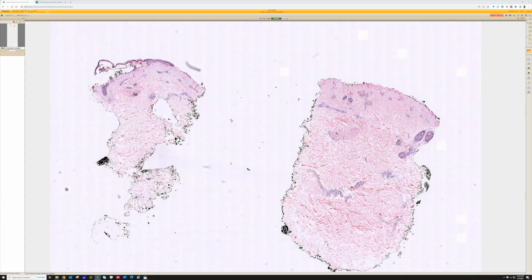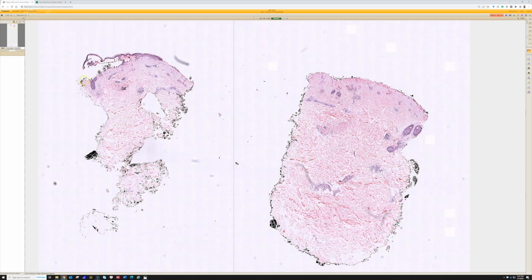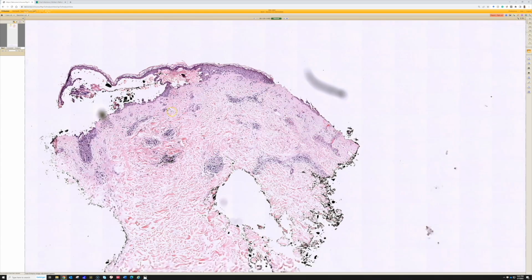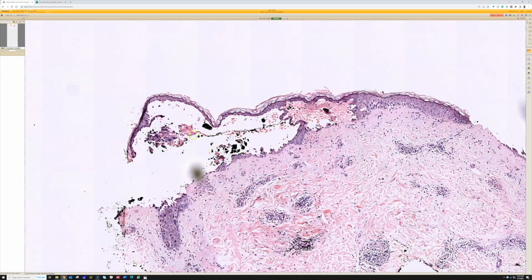All right, this is case one. Here we've got a punch biopsy that's been bisected, and the left side here looks different than the right, okay? So let's go down and look at the left side, which is where the classic findings are. We've got a blister. It's an intraepidermal blister.